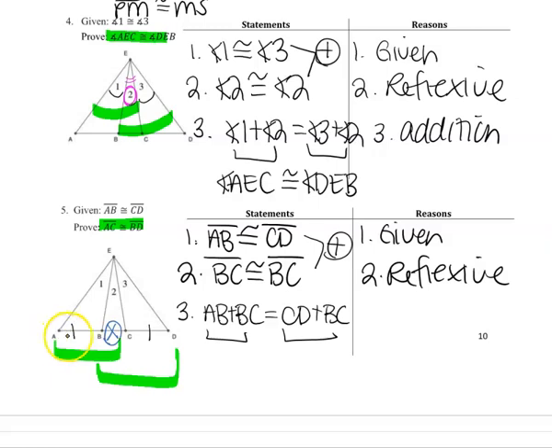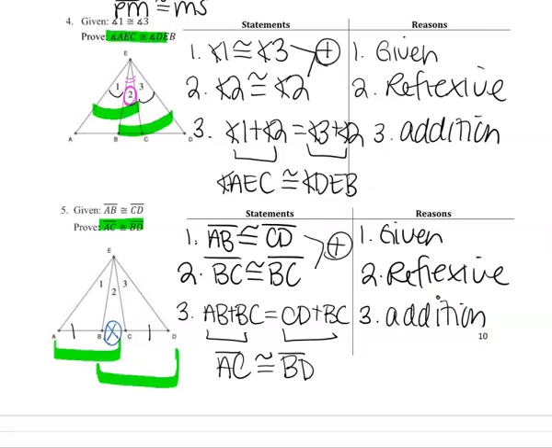But what's another name for AB plus BC? That makes up our whole segment AC. What's another name for CD plus BC? That makes up our whole segment BD. Now that I've added, oops, did my notation wrong. Now that I've added my measures together, I can say that the whole segments are congruent. So therefore, at step 3, this is our addition property.